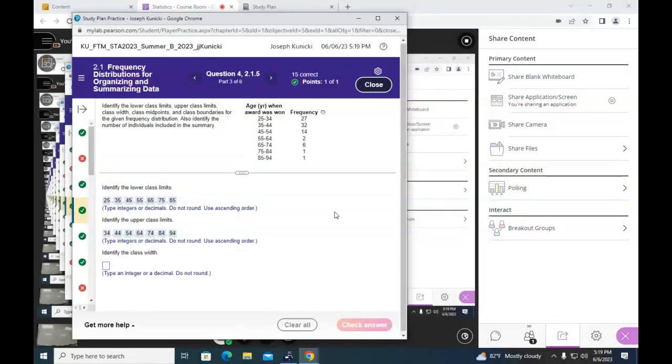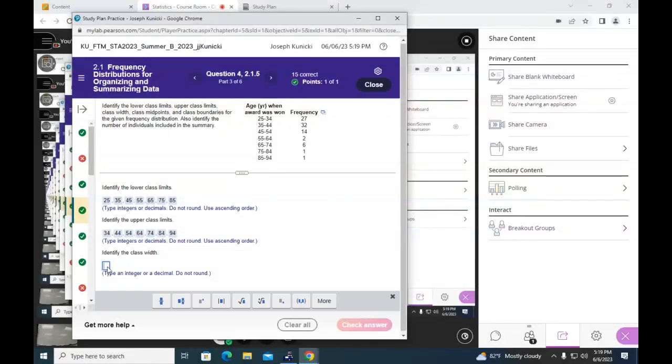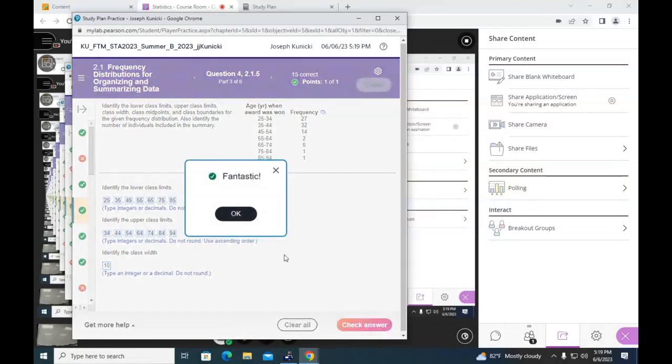Check it out, and you could do this: 25, 26, 27, 28, 29, 30, 31, 32, 33, 34. How many numbers are between 25 and 34? 10. That's the hard way. The easy way is just to go vertical and subtract, and you get 10. No matter what, whether you use the upper limits or the lower limits, it's always 10.